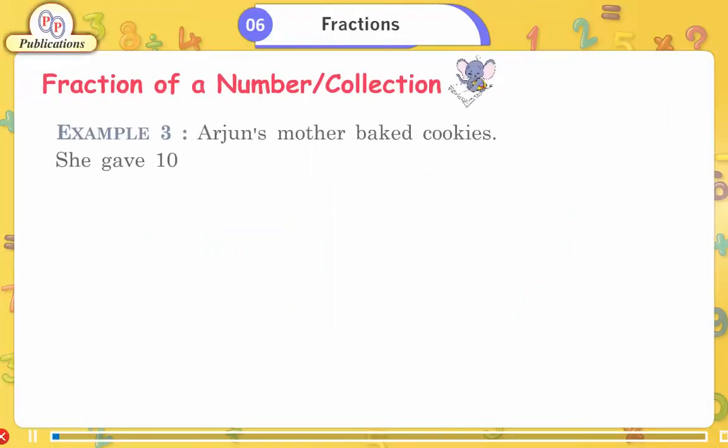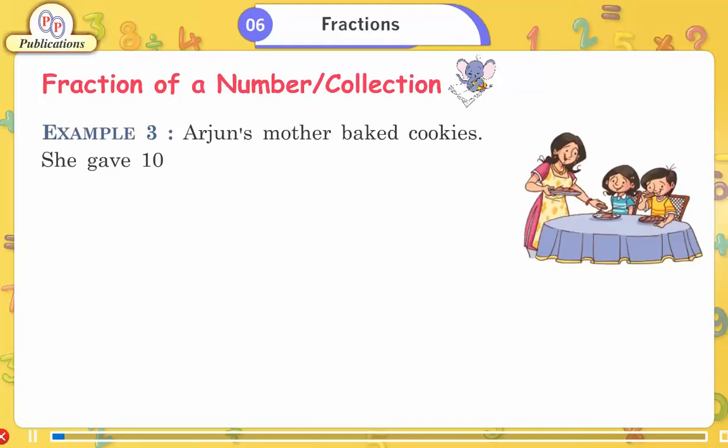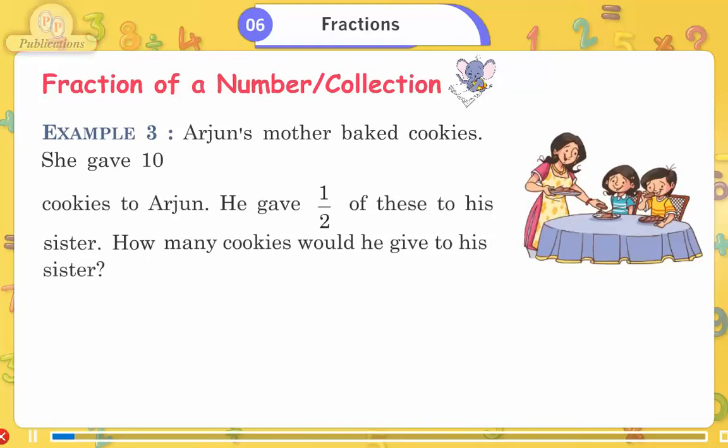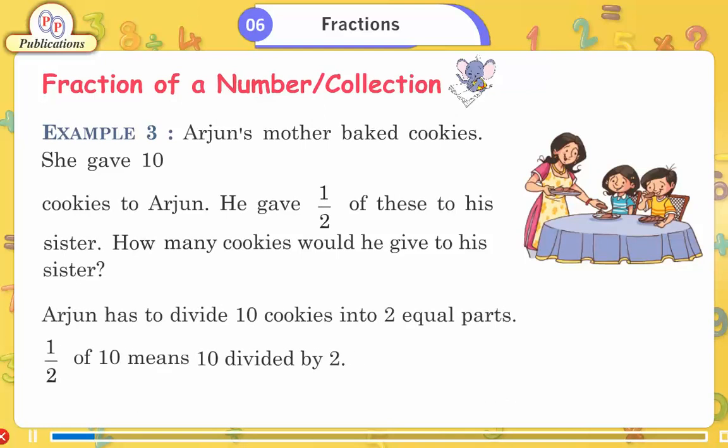Fraction of a number or collection. Example 3. Arjun's mother baked cookies. She gave 10 cookies to Arjun. He gave half of these to his sister. How many cookies would she give to his sister? Arjun has divided 10 cookies into two equal parts, 1 upon 2. Half of 10 means 10 divided by 2.